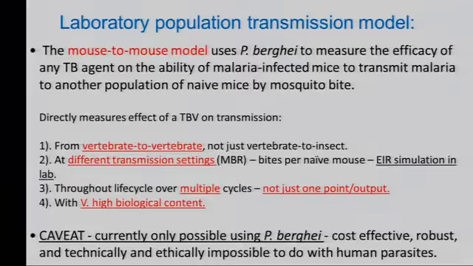Secondly, we're looking at different transmission settings. Within the scope of our assay, these are called different mosquito biting rates, or MBRs, and it's simply the number of potentially infectious bites per individual mouse within the model. It's a pretty crude attempt to simulate AIR in the lab. It's important to note that it is a crude attempt to simulate AIR. It's as good as we can do in the lab, so we've got to be quite honest about that shortcoming.